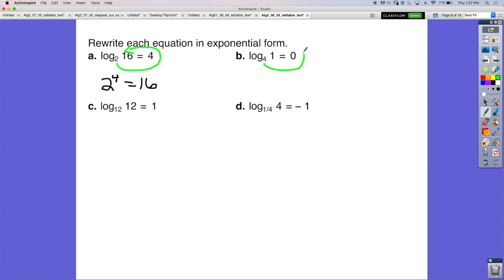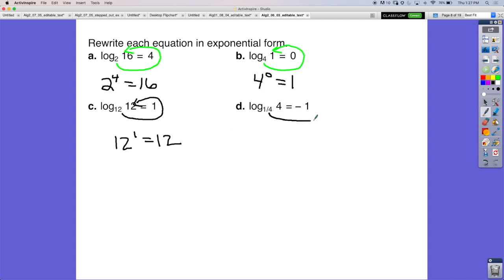We're going to swoosh it around. So it's going to be 4 to the power of 0 equals 1. And that's true, because remember, anything to the power of 0 is 1. Okay, let's try that again. Oh, I didn't do it in green, sorry. Okay, this is going to be 12 to the first power equals 12. Is that true? Yes, it does.